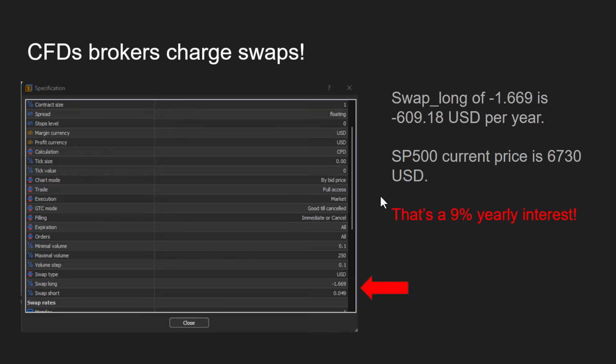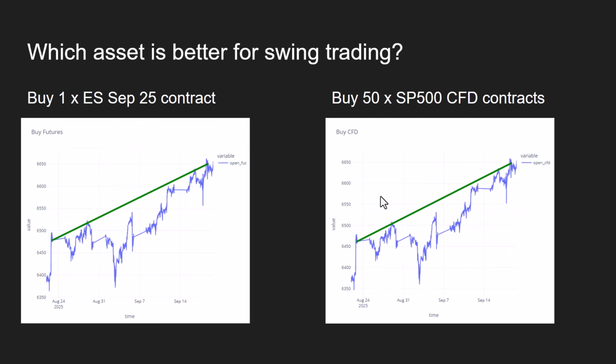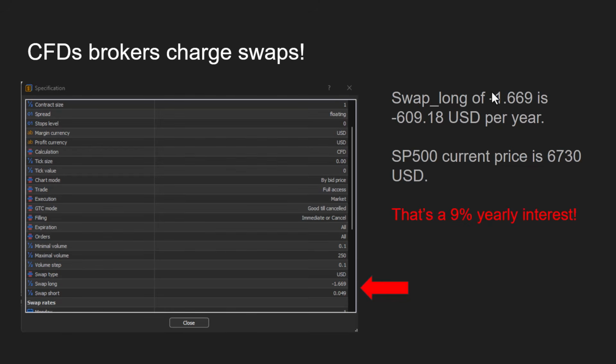So if you buy 50 contracts, let's go back here. One ES contract represents 50 contracts on the S&P 500 for a CFD contract. So that would actually mean that overall we'd be paying 50 times this amount. But let's say the swap long right now is minus 1.669. If you multiply that by 365, you will be paying minus 609.18 US dollars per year for holding this long position the entire year.